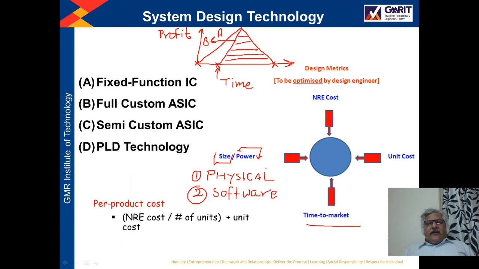So these are some of the design metrics. And now in the next lecture we will discuss the fixed function IC based technology, right? So depending upon the technology selected by the engineer for the development of the product, these design metrics will change. So he has to optimize these design metrics.